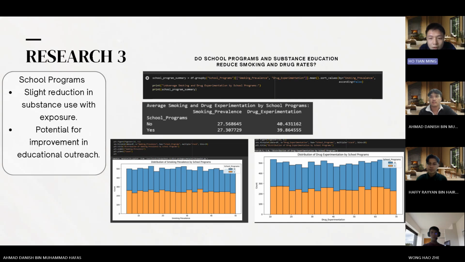Next, we generate the plot figure with a fixed size of 12 by 5. These are the histograms that we generated for the research. That's all from me. Thank you.